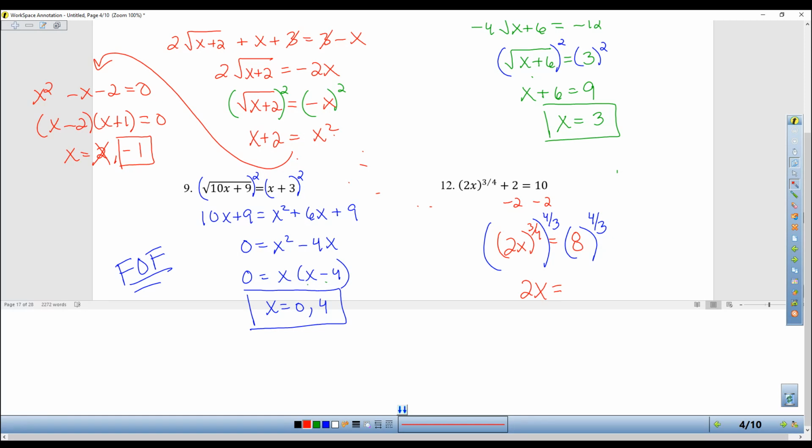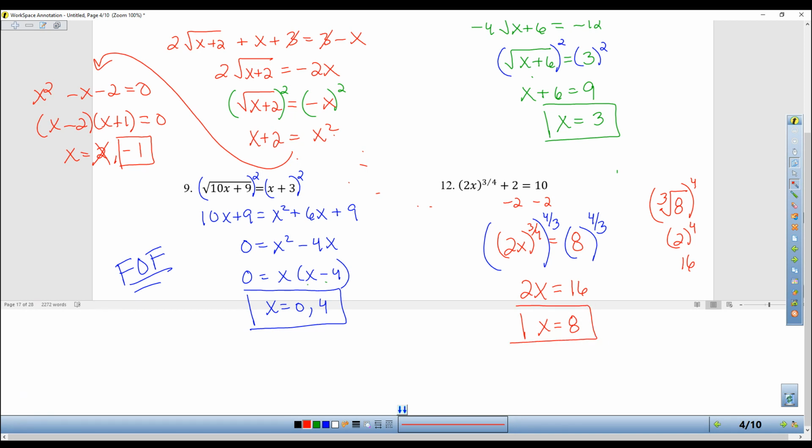But interestingly, as nice and easy as that was, fractional exponents can be hard with numbers. So I'm going to convert that to the cube root of 8, then to the 4th. I can figure that out easier in radical notation. Cube root of 8 is 2, and 2 to the 4th is 16. So this whole side just becomes 16. So dividing both sides by 2, the answer is 8.